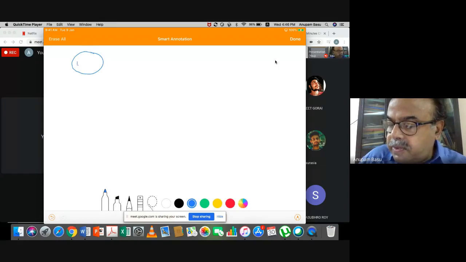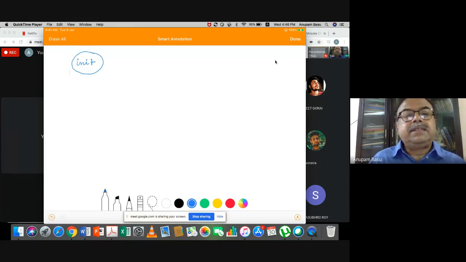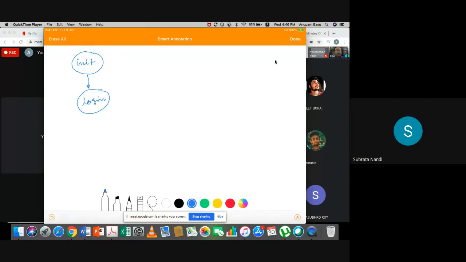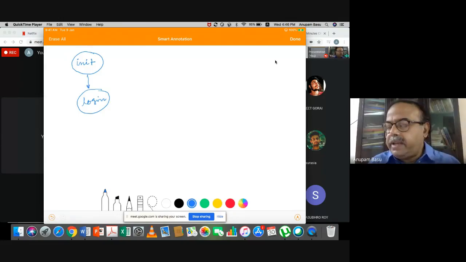In that OS, first an initialization program starts, which initializes the system. Then a login program comes. I think Professor Subroto Nandi has talked about this init, or will talk about it, in the context of Unix. Yes, sir, I've already done that in one of my classes. Yes, fine. So it comes to the login.